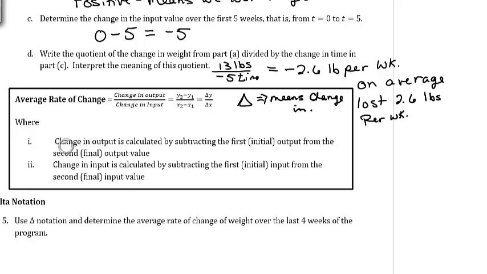So here it's telling you that the change in output is calculated by subtracting the first or initial output from the second or final, and the change in input is calculated by subtracting the first or initial from the final. And again, as long as you do both of these subtractions in the same order, it doesn't matter which way you do them. You just need to make sure that if you do initial minus final, that you do initial minus final for both of them.